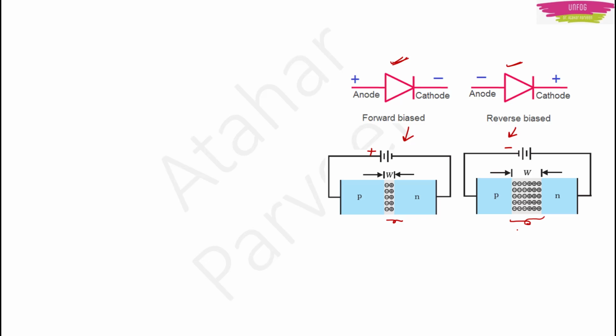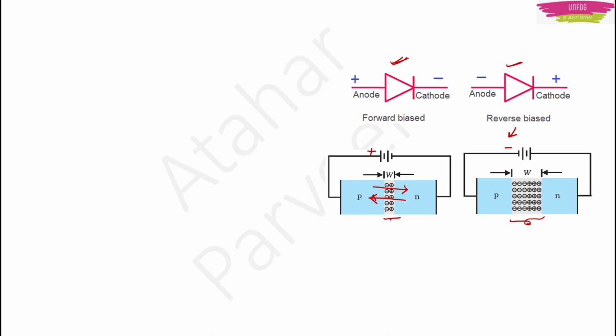What is happening, I will tell you. First, let us talk about forward bias. In forward bias, see what is happening here. Holes from P type are moving to N type, right? And electrons from N type are moving to P type region, right? Now what is happening here?